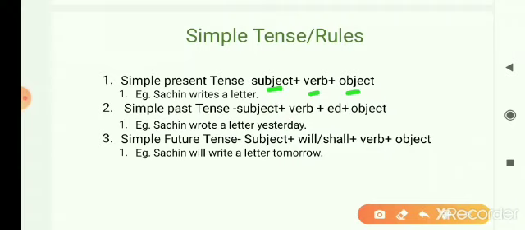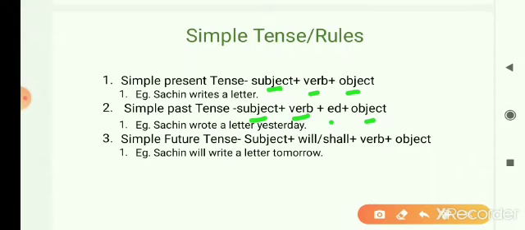What is the rule for simple past tense? Subject, verb plus ed and object. Why ed? Because it is past. See, the formula is the same. The only change is we are adding ed. So what will be the sentence? Sachin wrote. Past of writes is wrote. Sachin wrote a letter yesterday.